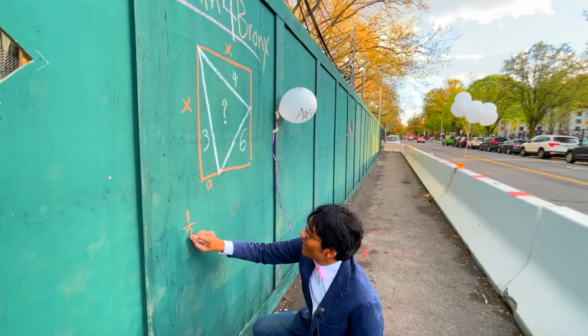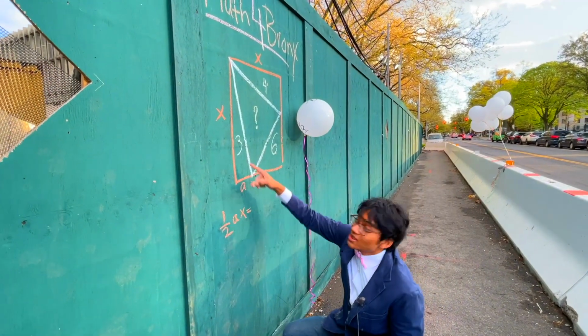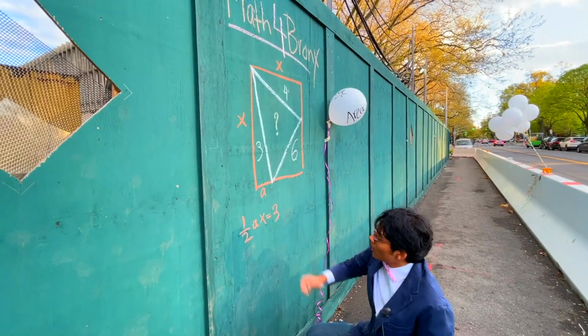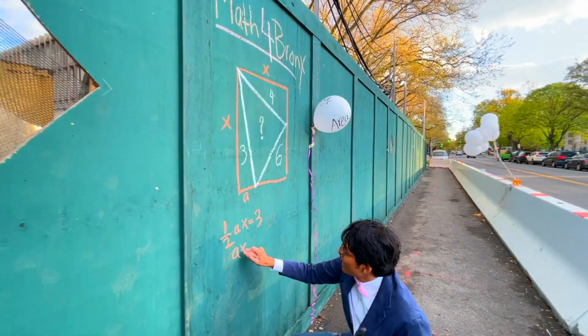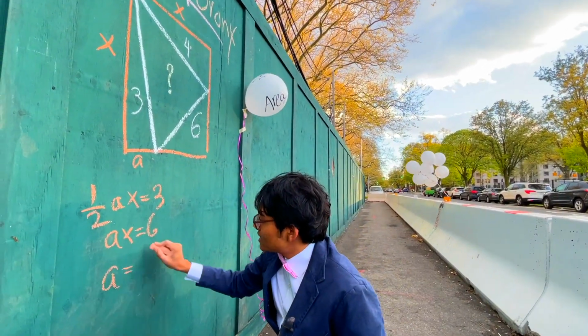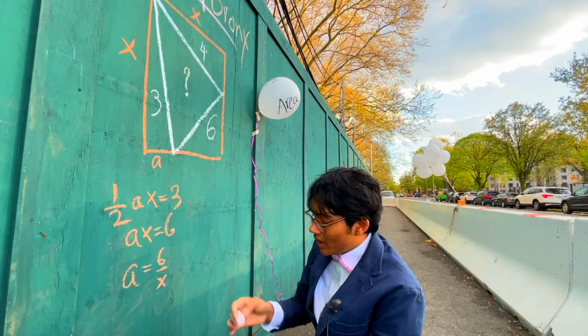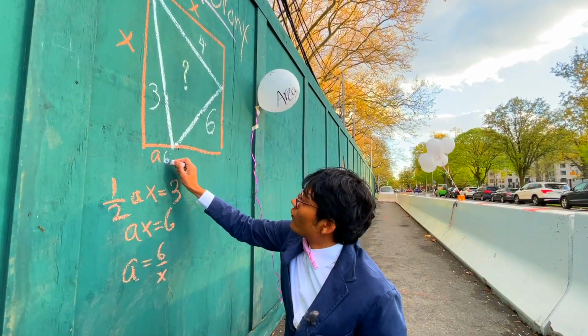Now we know half base, which is a, times height, which is x, is going to equal the area, which is 3, right? So now if we simplify, we'll get ax is equal to 6. Okay, so now we can express a in terms of x. So a is 6 over x. And so now instead of writing a, what can we write? We can write 6 over x.